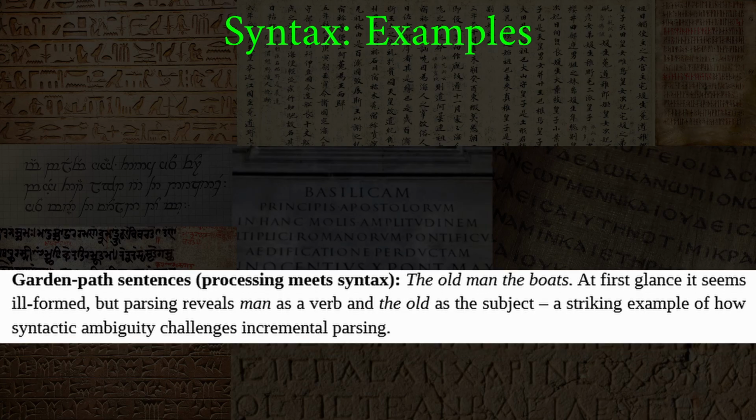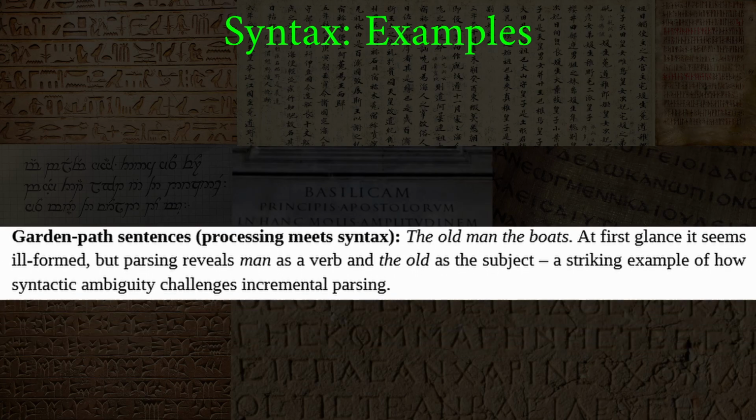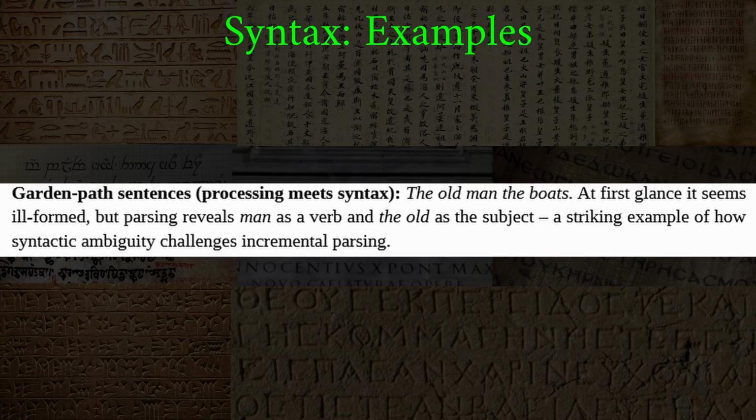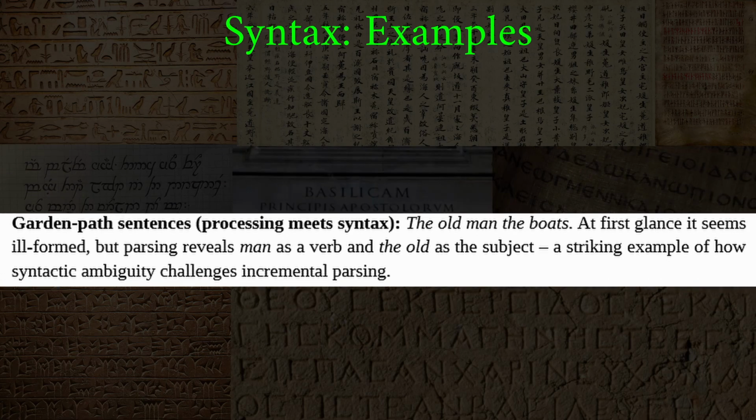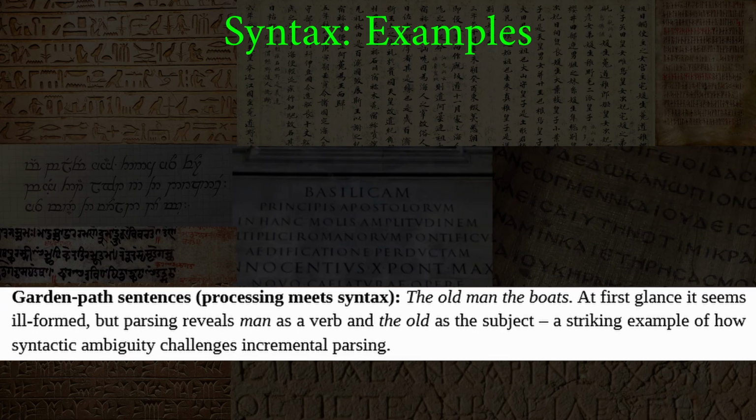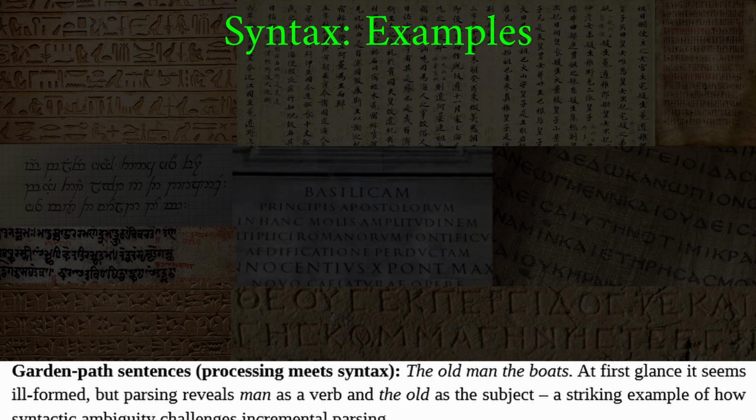Next we have garden path sentences, or processing meets syntax. Now, the sentence: the old man the boats. At first glance, it seems ill-formed, but parsing reveals man as a verb and the old as the subject. A striking example of how syntactic ambiguity challenges incremental parsing.